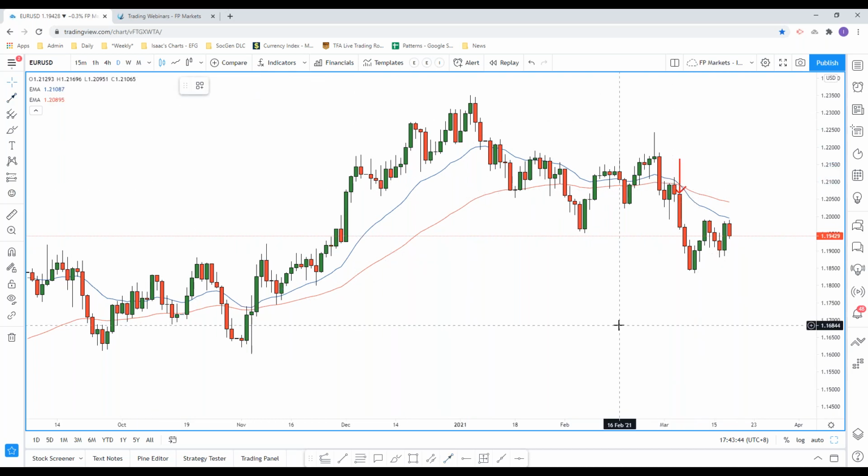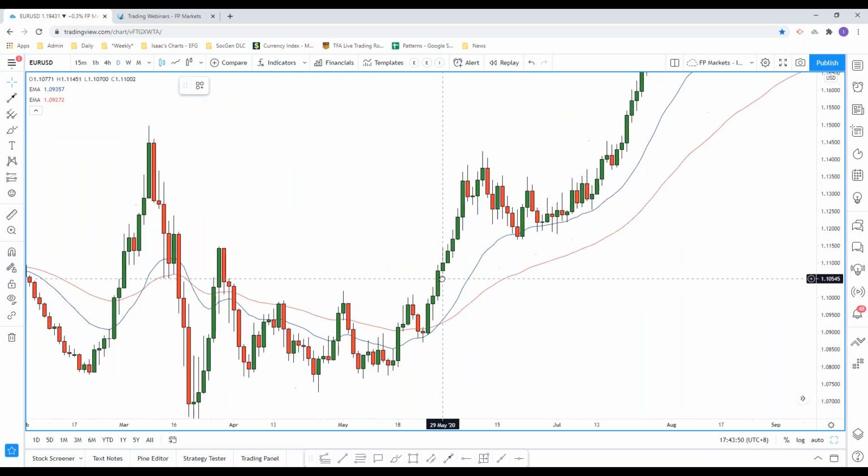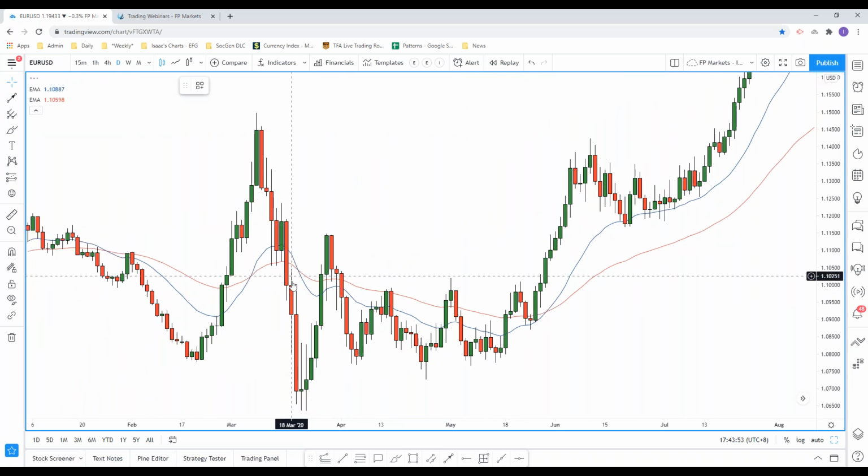But the question is, where will you take profit? If you're going to ride the trend, you're going to ride it all the way down. But what happens if something like that takes place? You go short over here. You see the crossover happens, and you go short. Price goes all the way down, but almost immediately price comes back up and takes you out.